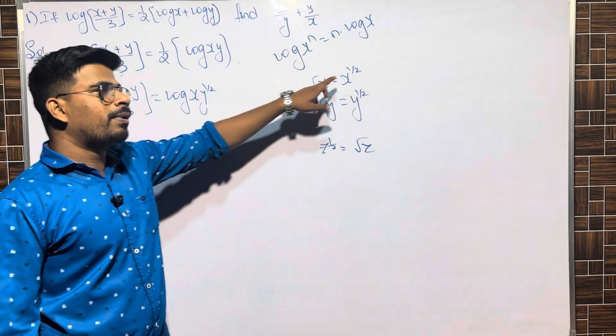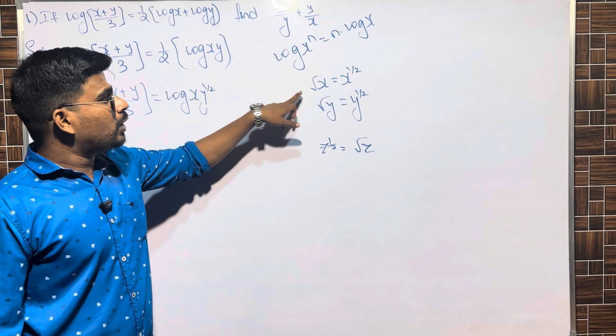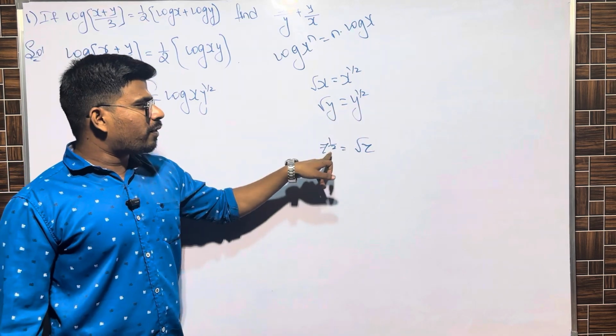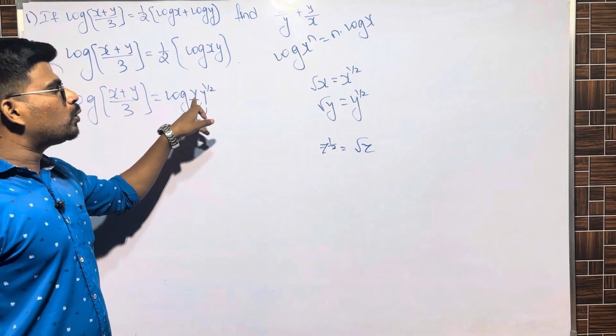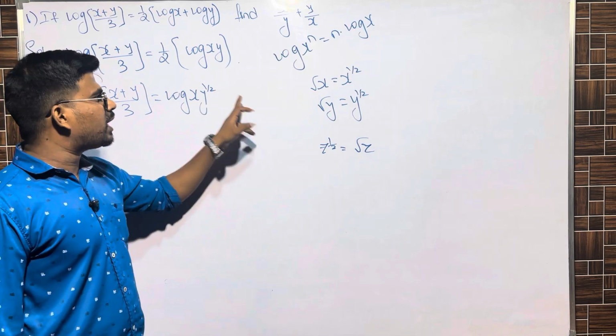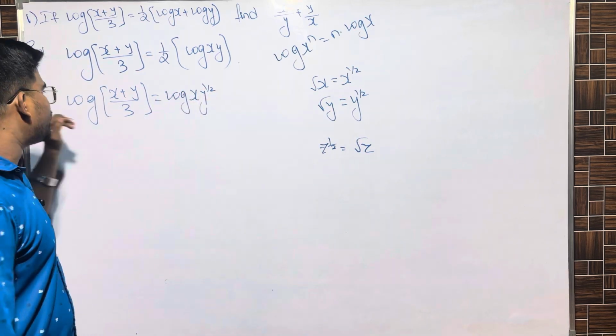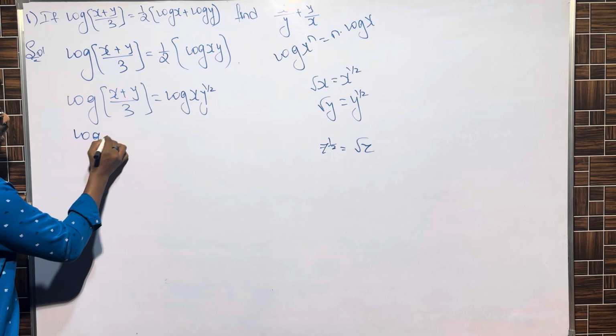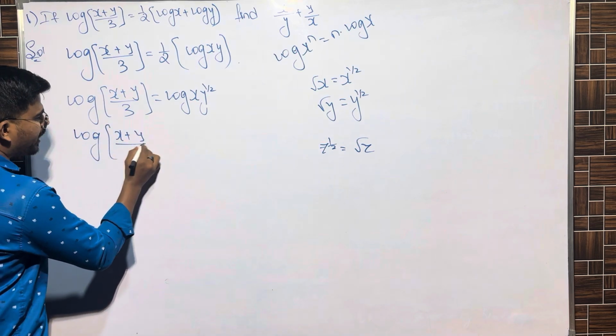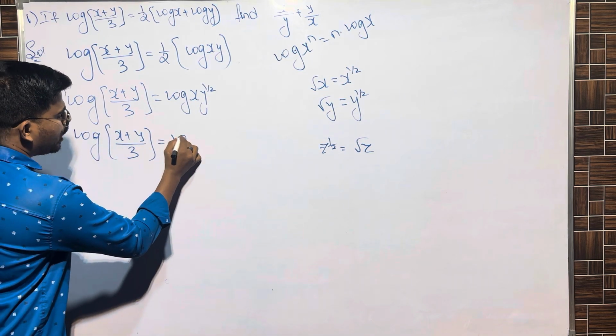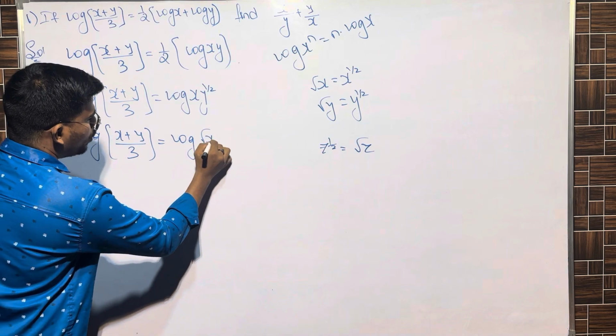And what did I say? Whole power 1 by 2 is nothing but root x. Whole power 1 by 2 is root y. Whole power 1 by 2 is root z. Whole power 1 by 2 root xy. There was only one term, here we have two terms, two variables x and y, root xy. So now it is log of (x plus y) divided by 3 is equal to log under root xy.